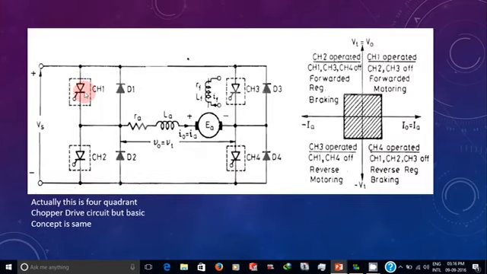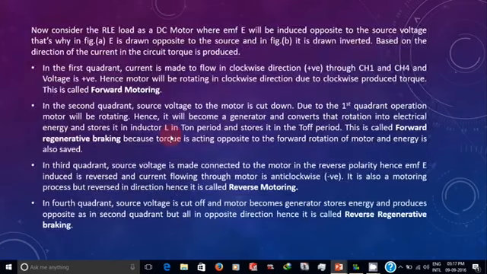Now consider the third quadrant operation, where the current will be flowing in this direction. Due to that direction, the EMF is induced opposite to it. Hence the polarity will be changed, plus minus. So current is flowing in this direction, and so the torque will be produced. Due to that torque, the motor will be rotating in this direction. Alright. So this is called reverse motoring.